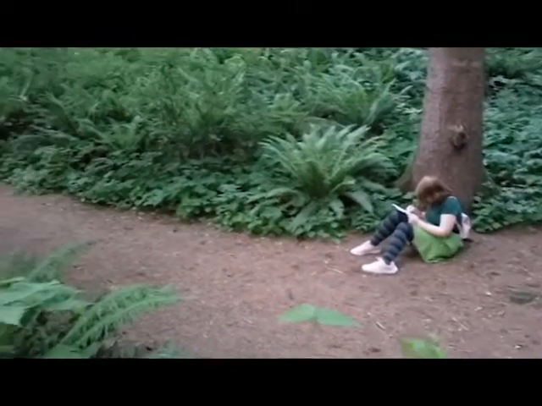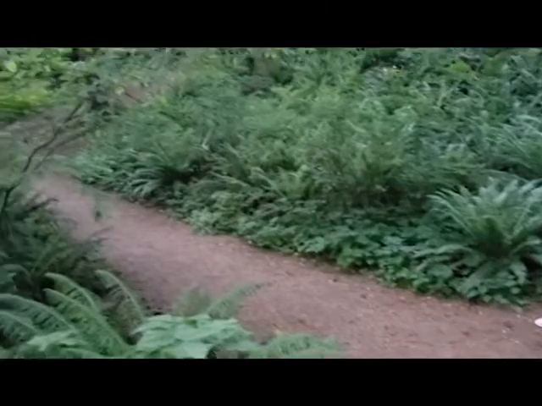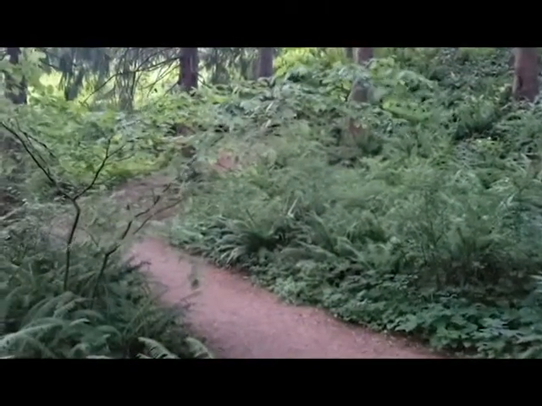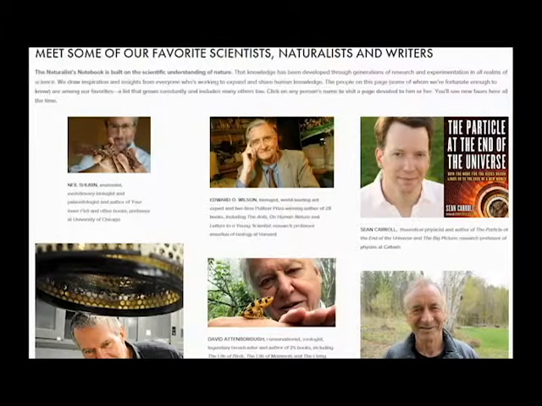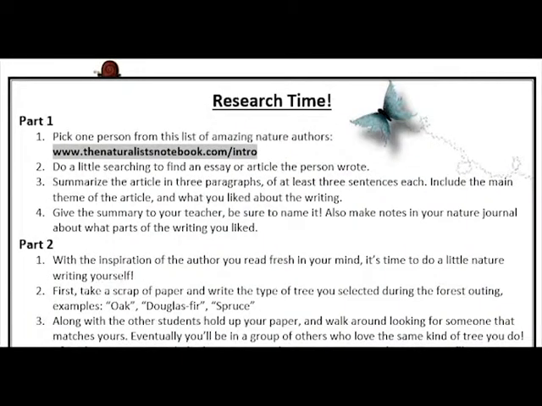Back in the classroom, students will each individually choose an author and find an essay or an article they wrote or a chapter in one of their books to learn more about them and see how they write, and will write a small summary of what they read and what they liked about it. And from then they're going to gather in groups based on the tree they picked in Activity 2. And there's a whole handout on how they pick the groups and what to do after that.